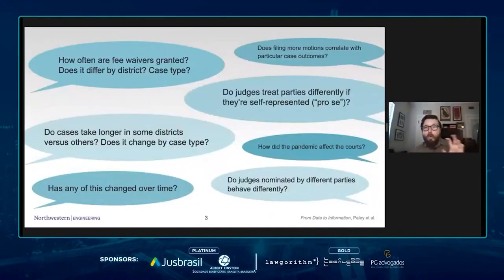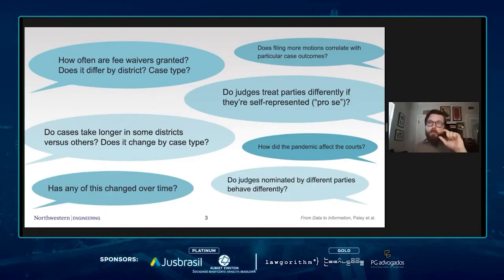To get an understanding of what's actually happening in this court system, we have to be able to answer a series of questions, and there are a lot of them. They include: how often are fee waivers granted? Does it differ by district or case type? Do judges treat parties differently if they're self-represented, if they don't have legal representation? Do cases take longer in some districts versus others? Does that change by case type? Do judges nominated by different parties behave differently? And has any of this changed over time?